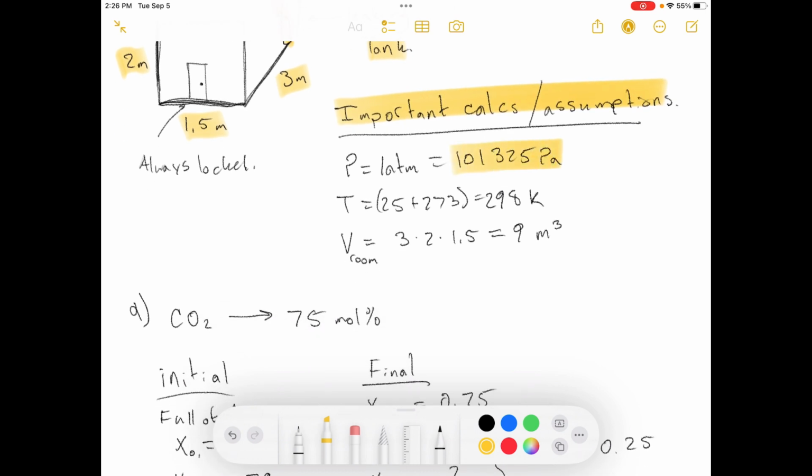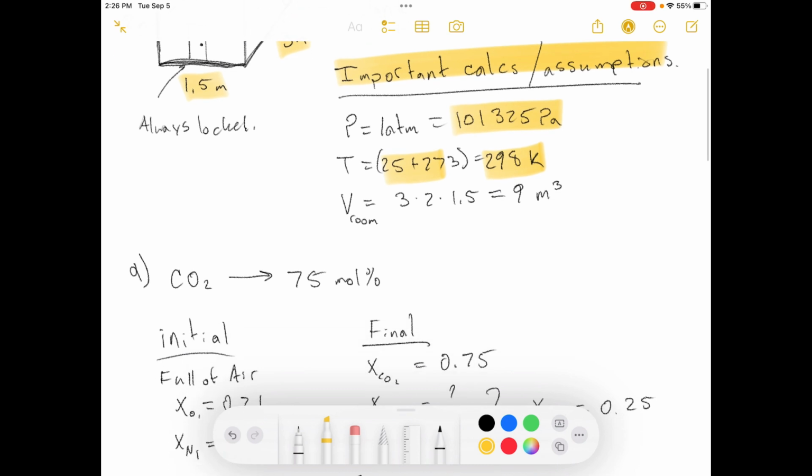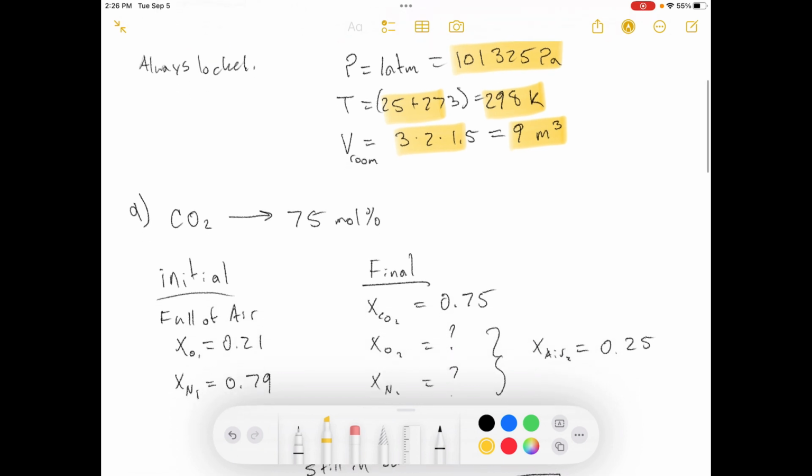We've got our pressure, our temperature. We're putting these into absolutes and SI units so that we can do all of our calculations and have the units agree in terms that we understand. And then we're putting the room into meters, and calculating the room volume.